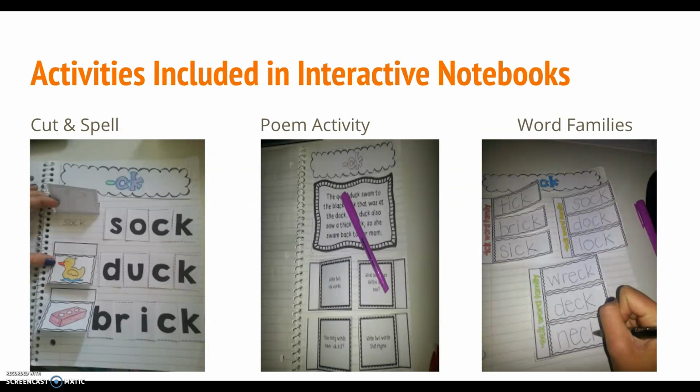And on this next slide here, you can see just a few of the different activities that this interactive notebook includes. Cutting and spelling, which is really great for the kids to be able to see that words are made up of letters, words are made up of those parts, and then bringing them all together in that way. And then there's a poem activity for each section, which is displayed in the middle. They'll read a paragraph there and then be able to pick out the words that we're discussing. And then dealing with those word families as well.